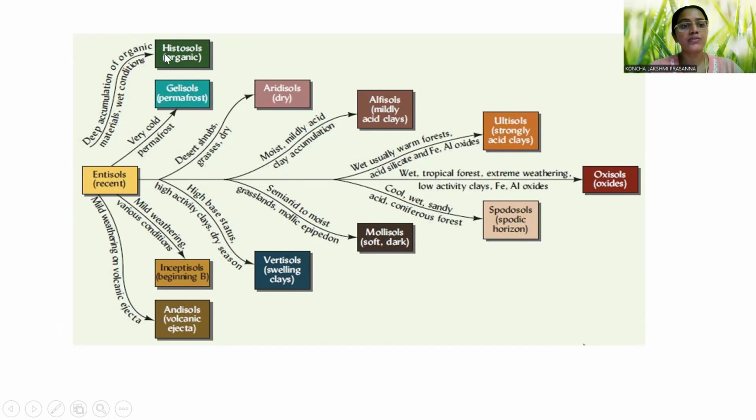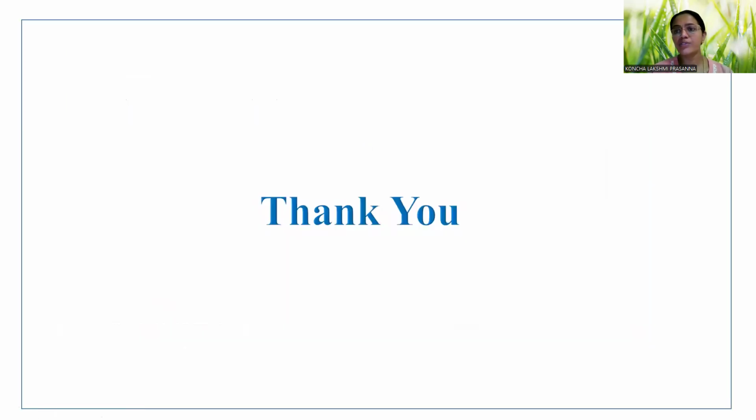Next is the histosols. Histosols are formed in areas where there are waterlogged conditions over a long period of time, and also the formation of peat and muck soils. Deep accumulation of organic materials in wet conditions leads to the formation of histosols, or the organic soils. So this is a brief summary of the different types of soil orders discussed in this PPT. I hope you have understood the soil orders.